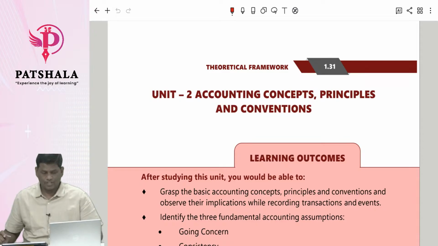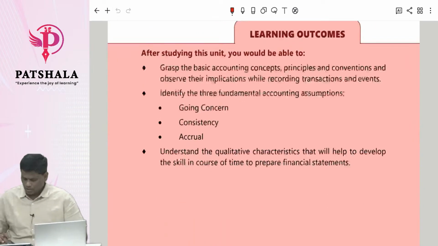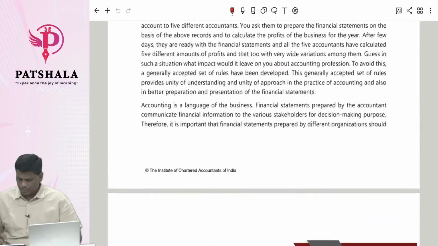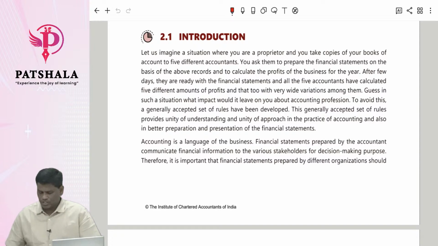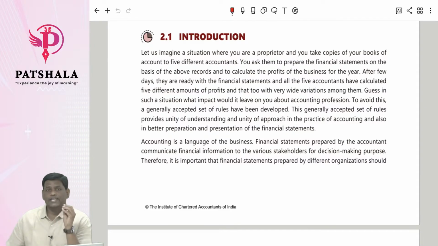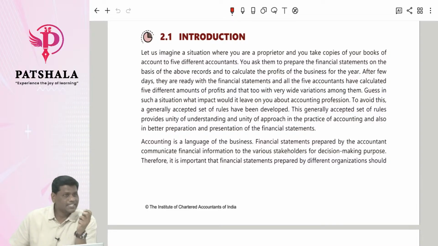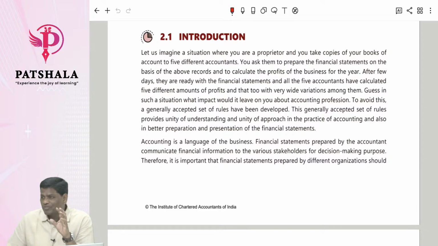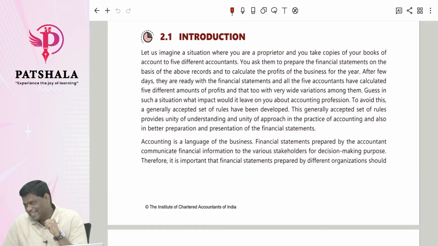And conventions. So what are these accounting principles, concepts and conventions? See, as I told you, accounting is often referred to as the language of business. The second thing we have learnt is that accounting is nothing but an art. Now when we designed this art, at the time of designing we kept some rules and regulations.